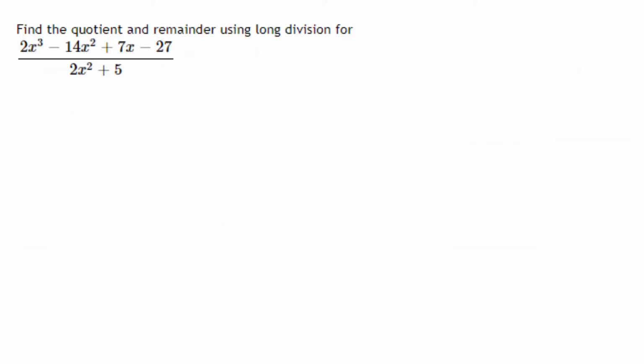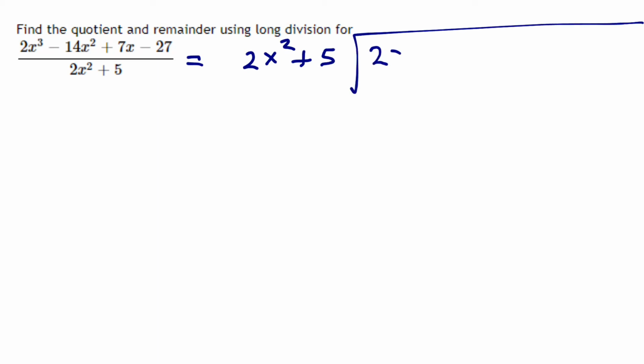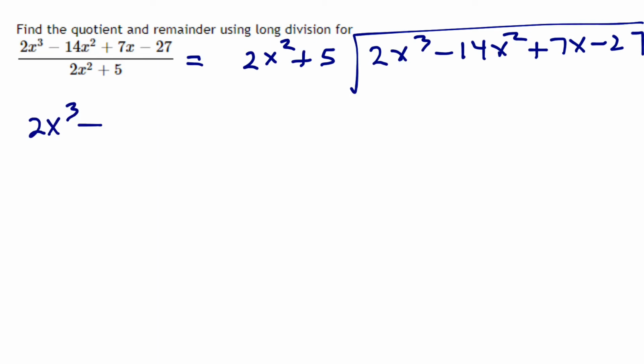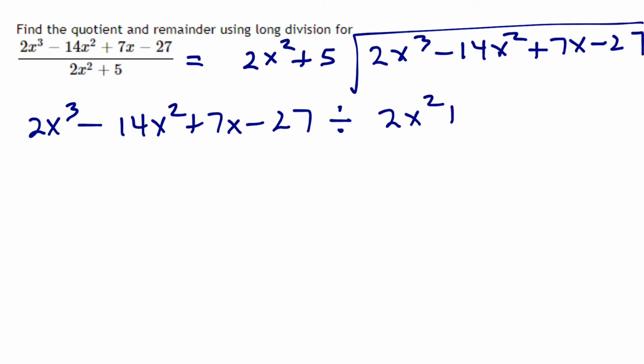Okay, so I'm not going to go ahead and do this example, but I just want to make sure it's clear to you that if you have a division bar, you've got the same setup, that you've got 2x squared plus 5 dividing into the top polynomial. That's because this is the same thing as saying that you've got 2x cubed minus 14x squared plus 7x minus 27 divided by 2x squared plus 5. Okay, so I don't think we need to do this example.